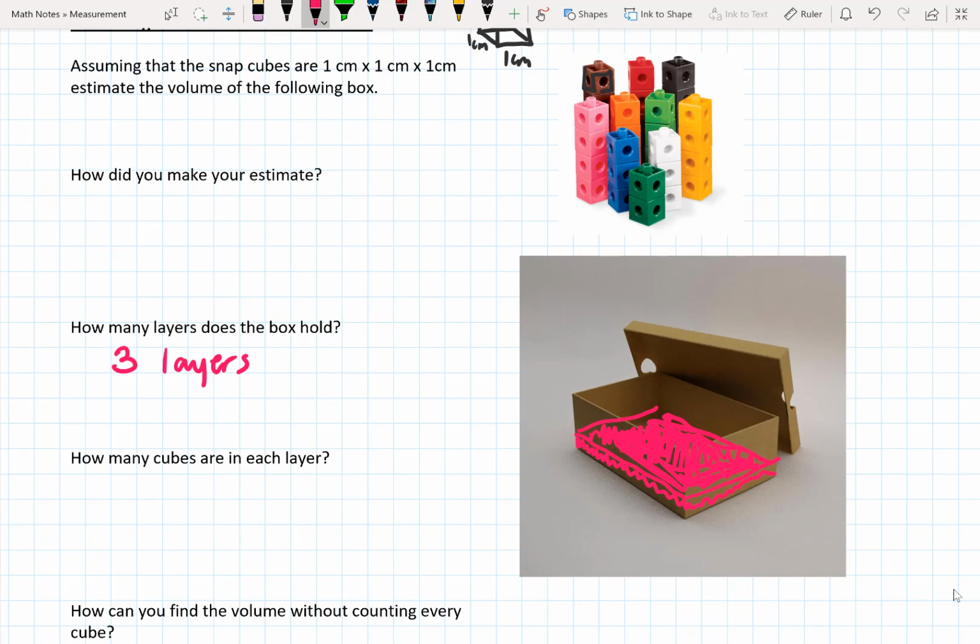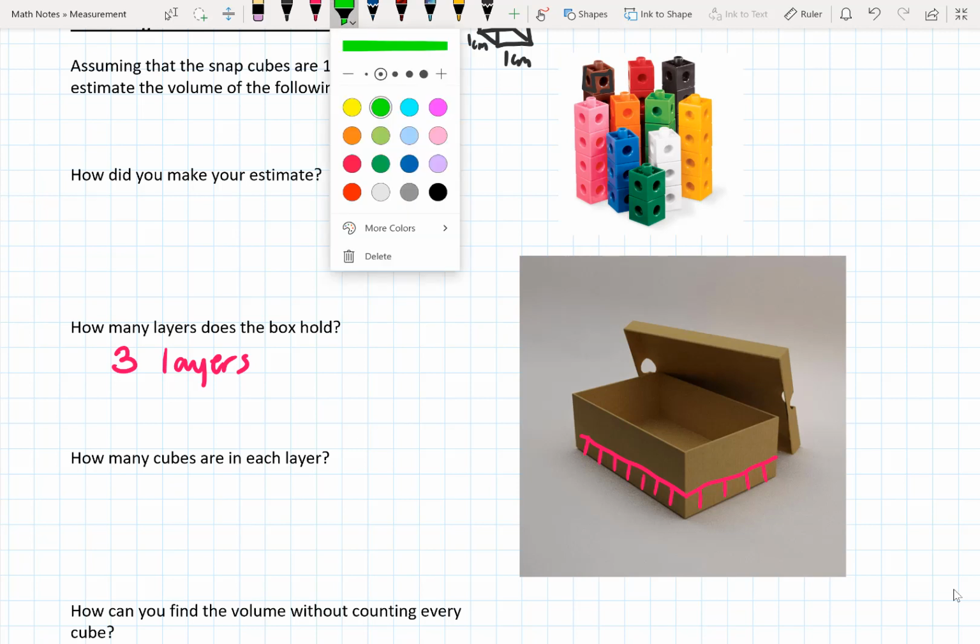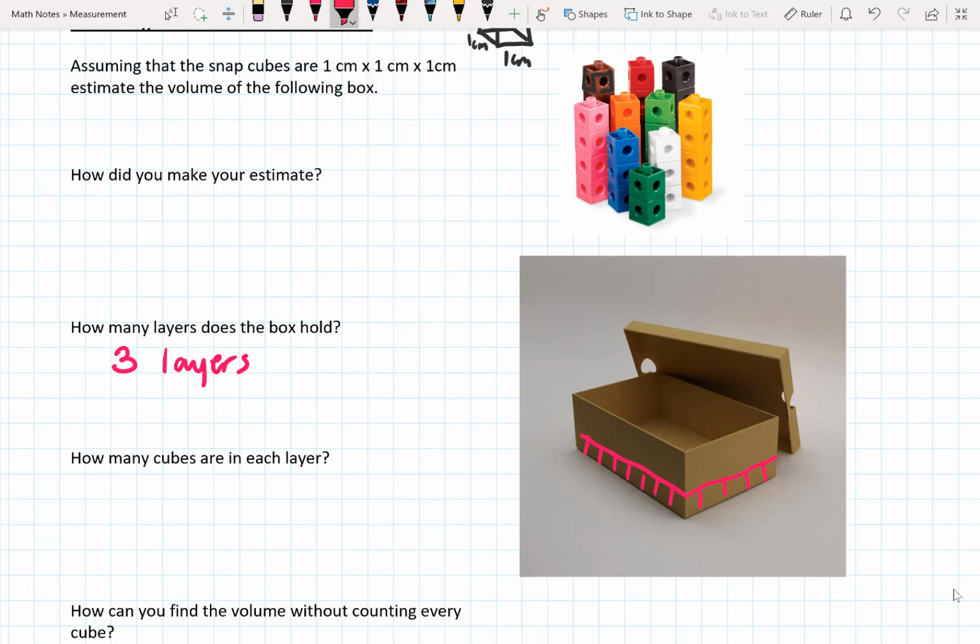Well, if you're looking at this, you can think about it as the area that's being covered by these snap cubes in the bottom of this box. So we can simply find the area of snap cubes along the bottom of this box by measuring how many snap cubes fit along the front, and then how many snap cubes fit along here, and then multiplying those two numbers together, and that will give you a representation of how many snap cubes would be along here in this bottom layer.